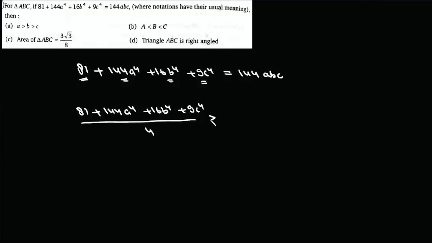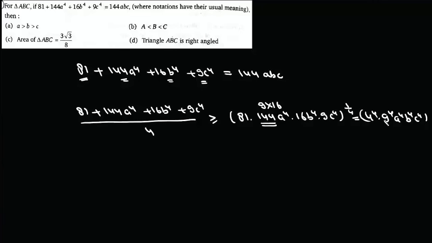upon 4, and it will be greater than or equal to their geometric mean, which is 81 into 144 a to the power 4 into 16 b to the power 4 into 9 c to the power 4, whole to the power 1 by 4. Now we simplify this. 144 is 12 into 12, so there will be 9 into 16. Now this is equal to 4 to the power 4, 9 to the power 4, a to the power 4, b to the power 4, c to the power 4, to the power 1 by 4.